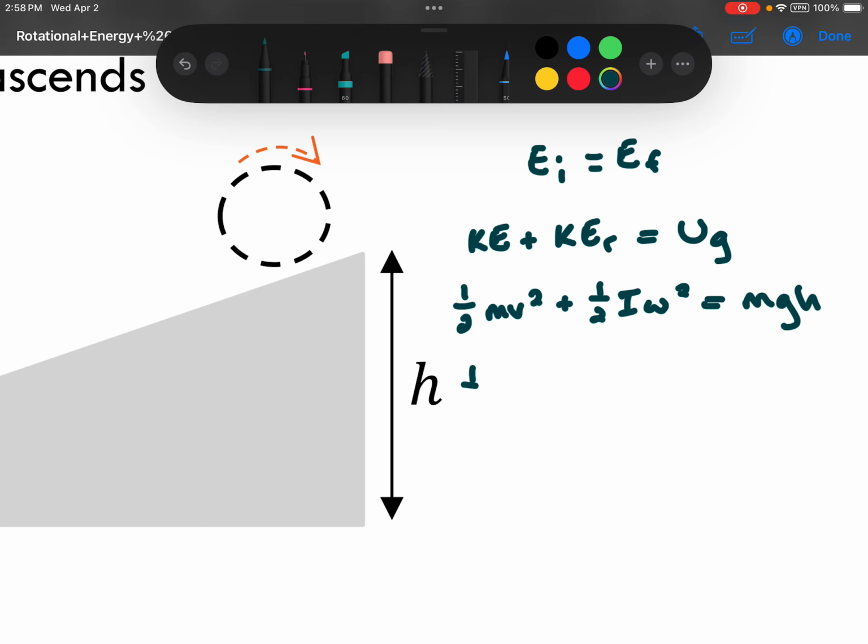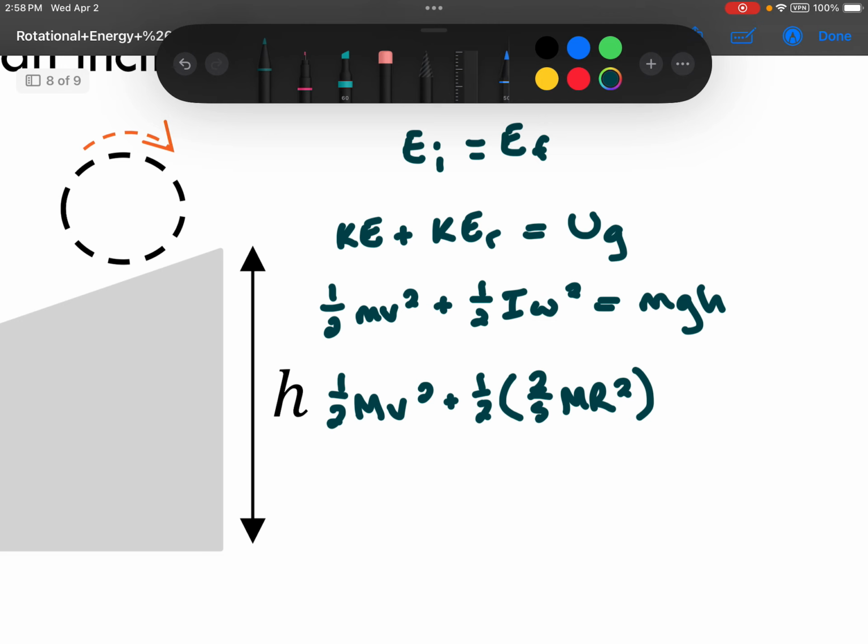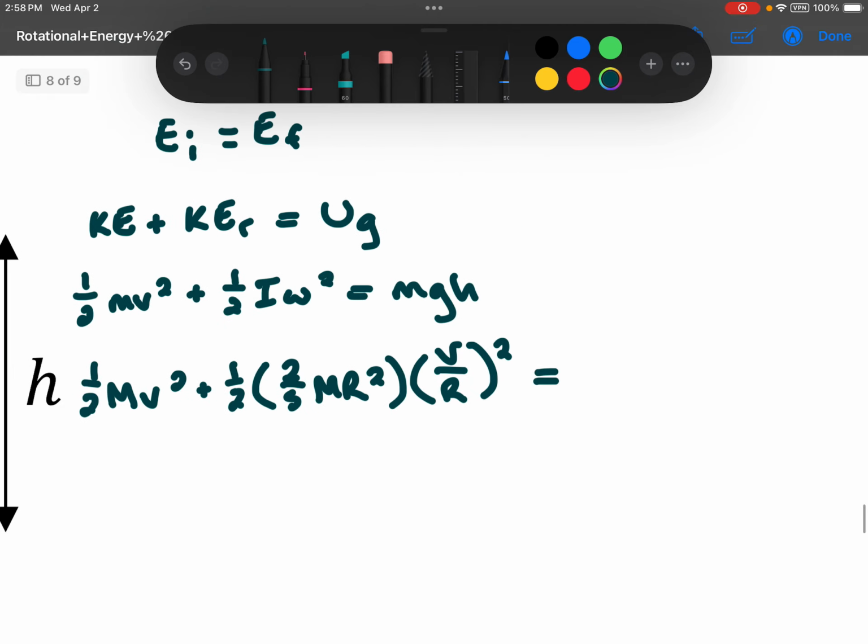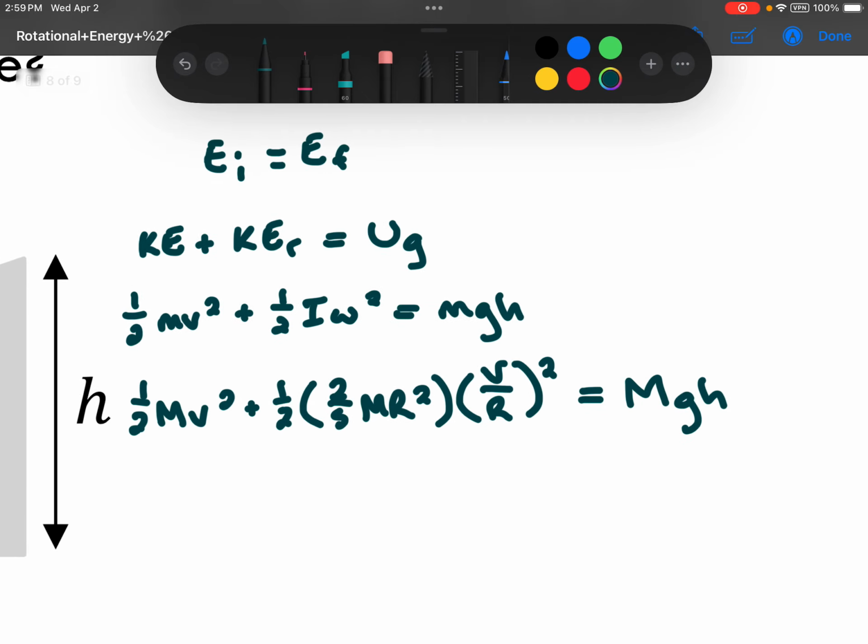So we know m is capital M, the mass of the ball, v squared plus 1/2 I, and they tell us I is 2/5 MR squared, and then omega squared. But just so we have things in terms of the same translational velocity, we could go ahead and substitute in v over R squared for omega squared. And then that equals big M g h.